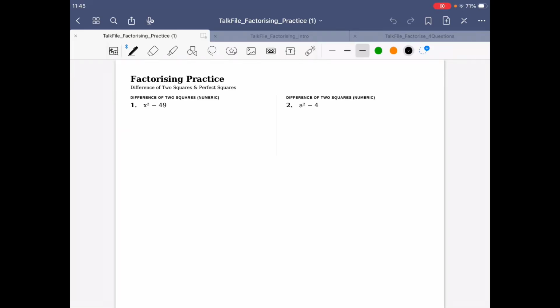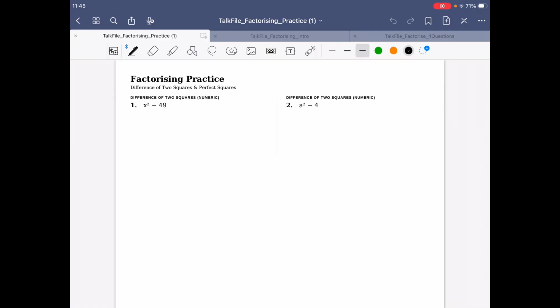Hello everyone. In this video, we are gonna practice factorizing, but specifically, we are gonna learn how to factorize certain expressions that we learned in the last video, like difference of two squares and perfect squares. There are some examples on the screen right now that you can see of difference of two squares. Let's see how it goes.